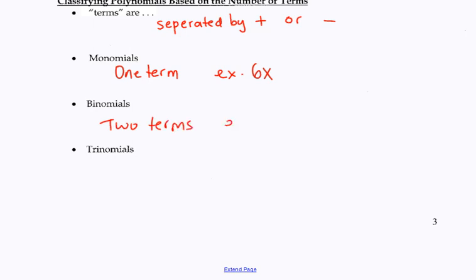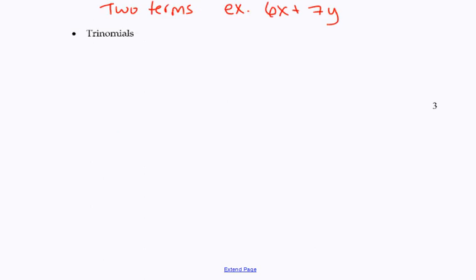Okay, binomials would be 2 terms. An example of that one? 6x plus 7y. Sure. Okay, and a trinomial has 3 terms. So how about 2x squared plus 5x plus 1? That's kind of like the trinomials we're going to see a lot of this unit.